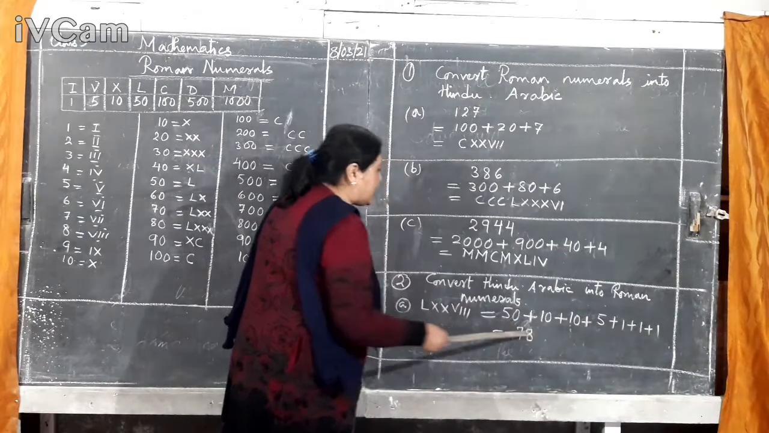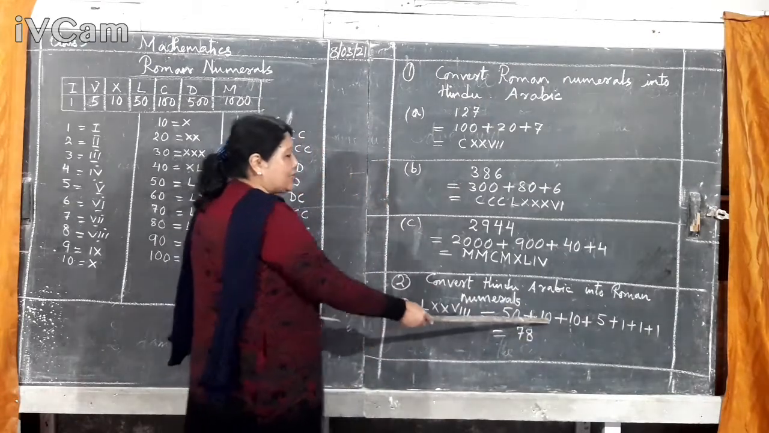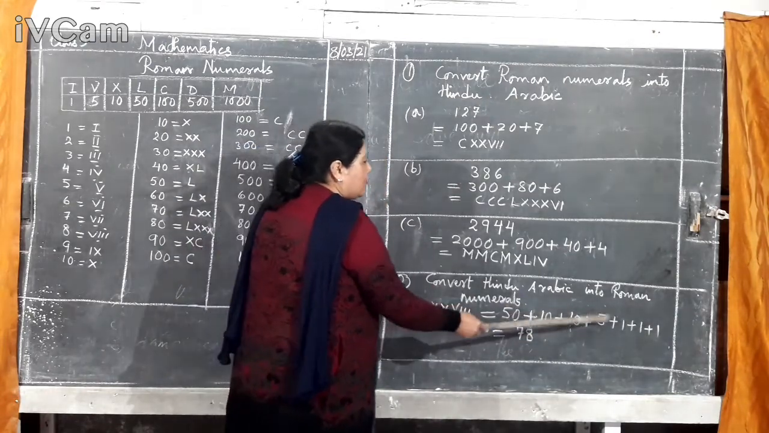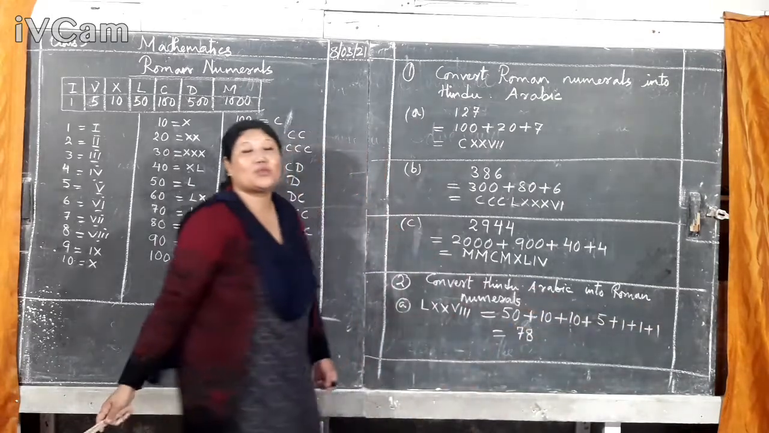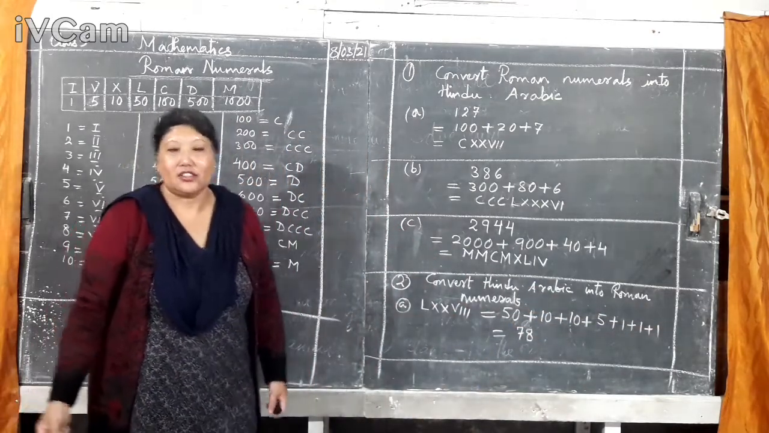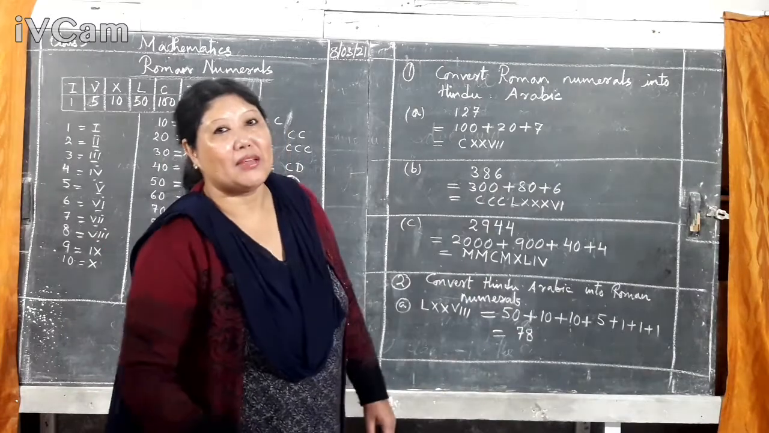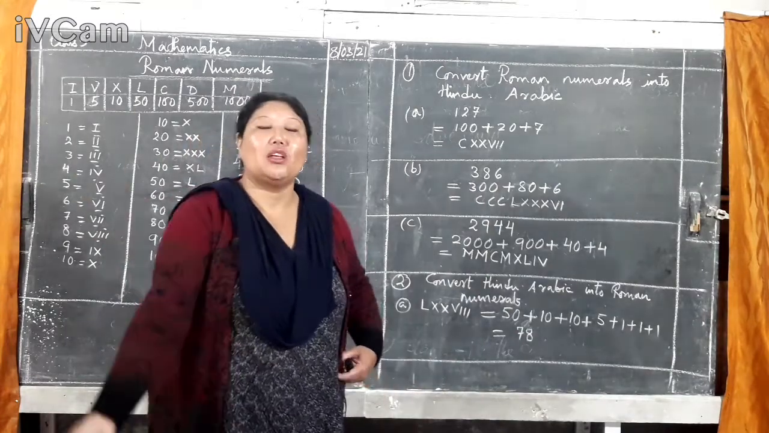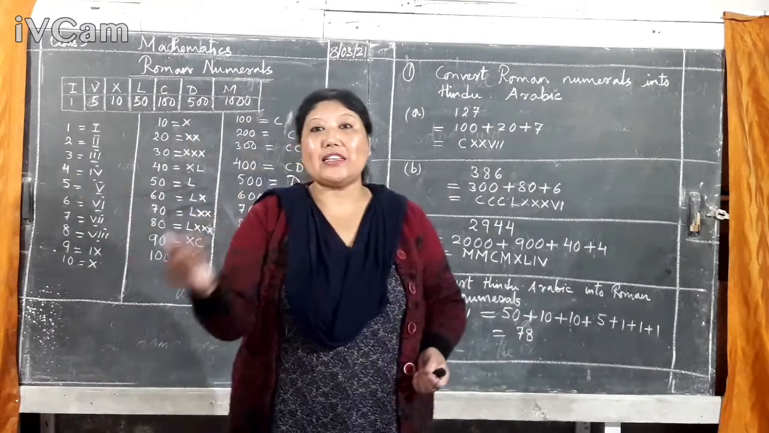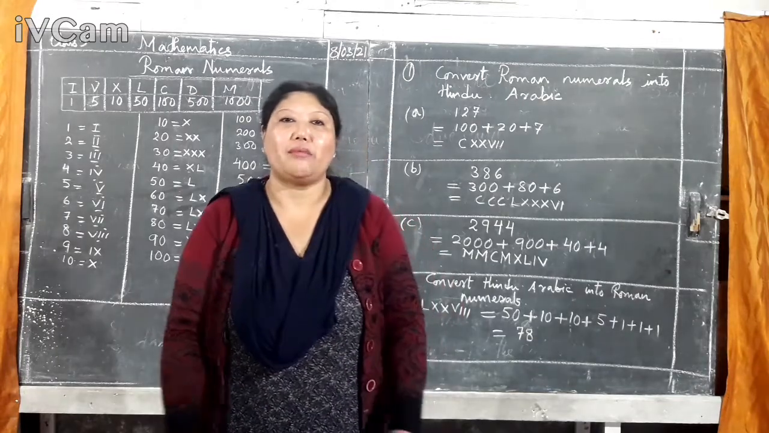Now you add all these numbers. It will be 50 plus 10, 60, 70, 5, 6, 7, 8. It will be 78. So easy, na? So these are the methods to convert to Roman numerals and back to Hindu-Arabics.